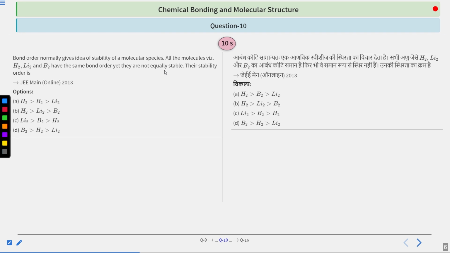Question number 10 says that bond order normally gives an idea of the stability of a molecular species. All the molecules, whether you talk about H2, Li2, B2, have the same bond order, yet they are not equally stable. The stability order is: options are A, H2, B2, Li2; B, H2, Li2, B2; C, Li2, B2, H2; and D, B2, H2, Li2. You have 10 seconds to solve this question. Your time starts now.